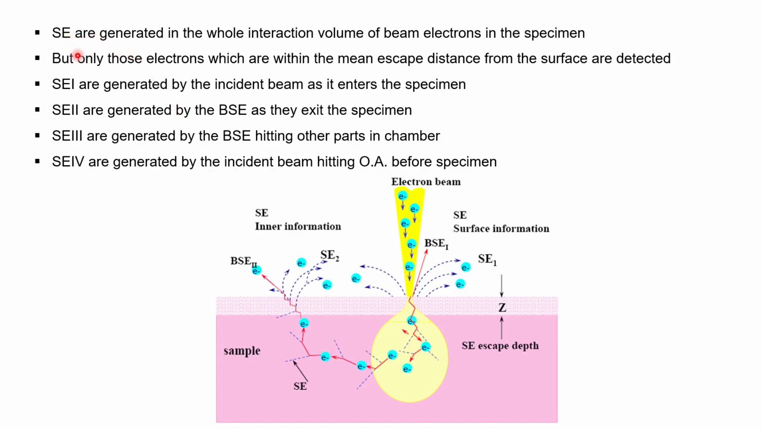These are some basic points which you need to keep in mind: the secondary electrons are generated in the whole interaction volume of beam electrons in the specimen, but only those electrons which are within the mean escape distance from the surface are detected. If this is your specimen, all the pink region is your specimen, and the dark yellow one is your electron beam.